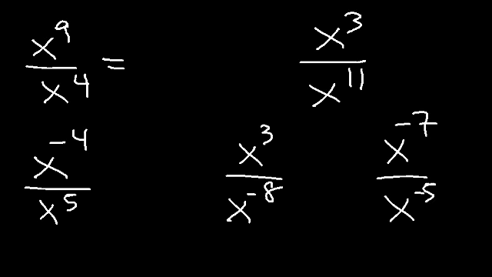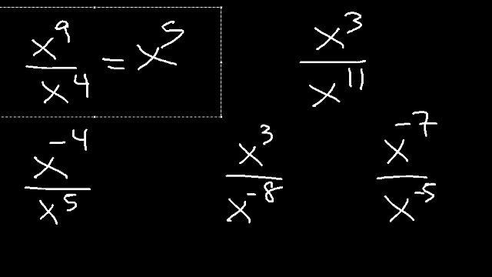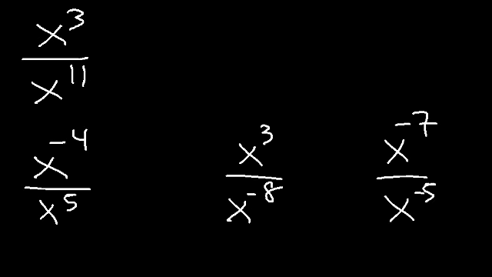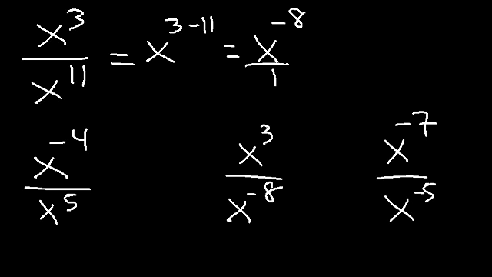So let's start with the first one. This is going to be 9 minus 4, which is 5. So that's it for that example. And now let's work on this one. So this is going to be the top number minus the bottom number, so 3 minus 11, which is negative 8. And we can rewrite that as 1 over x to the 8.